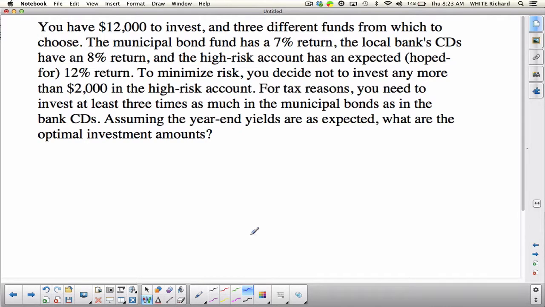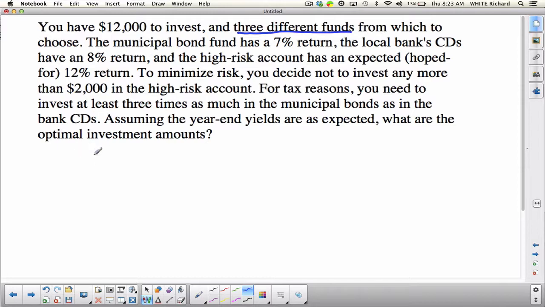Hi, in this question we're dealing with stocks and bonds and CDs and all sorts of stock market type things. We've got $12,000 to invest, 3 different funds. That throws a wrench into things right there, just 3 different variables. Okay, let's jump into this.